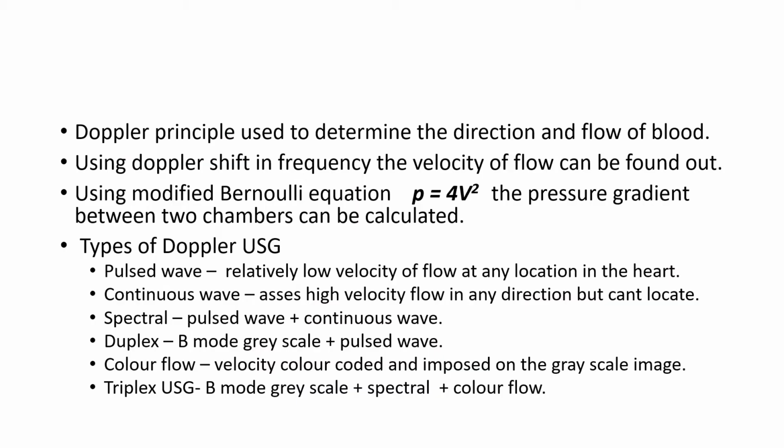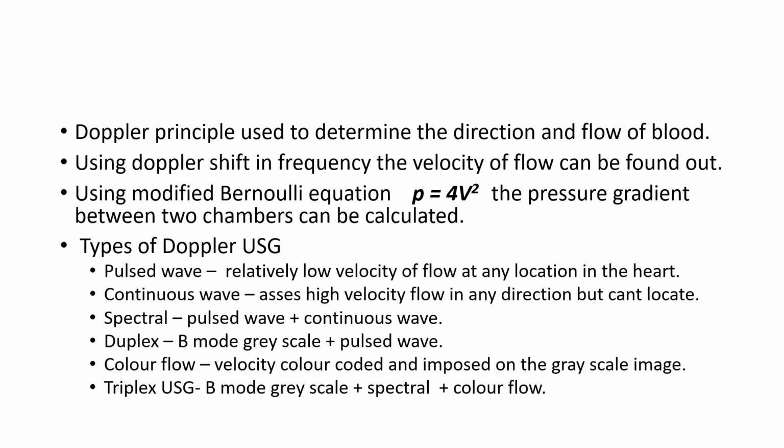In echocardiography, the Doppler principle is utilized to determine the direction and flow of blood. Using the Doppler shift in frequency of moving blood RBCs, the velocity of the flow can be found out. Using the modified Bernoulli's equation, where pressure equals 4 times the velocity squared, the pressure gradient between two chambers can be calculated by calculating the velocity between the two chambers through the valves.